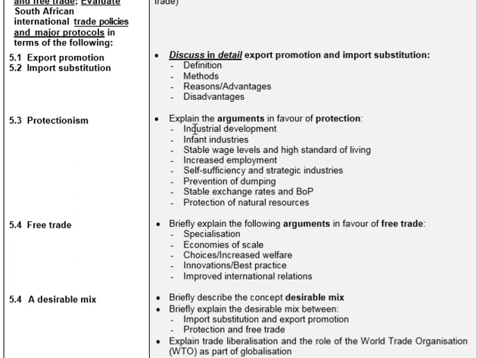You will see the only thing that you need to do here is explain the arguments in favor of protection. In the lesson itself and in your textbook, there's also a section on arguments against protectionism, because that used to be in the syllabus, but it isn't anymore. So when we go to that section, I'm going to show you exactly what you're going to scratch out. You do not need to study that because it is not on your exam guideline. We are only going to study the arguments in favor of protection.